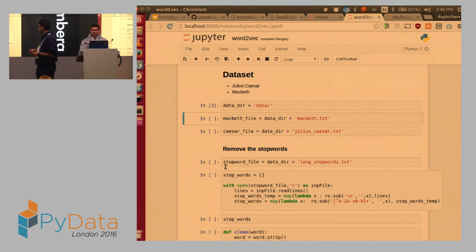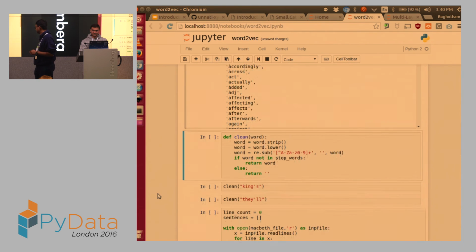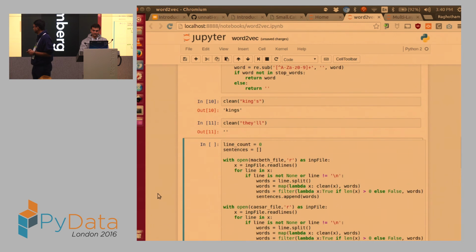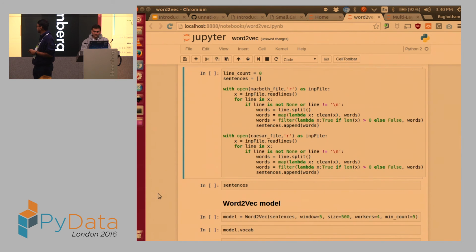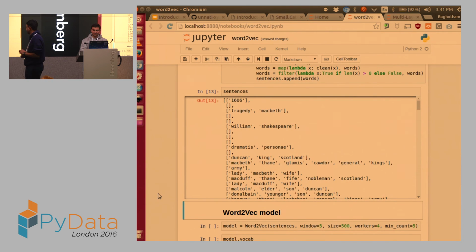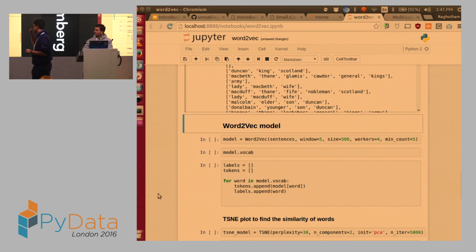So we just take the data set, we do a bunch of cleaning. We remove the stop words. So these are the sentences there. What we're doing here is we're building a Word2Vec model, and we are providing the corpus as the sentences from both Julius Caesar and Macbeth.